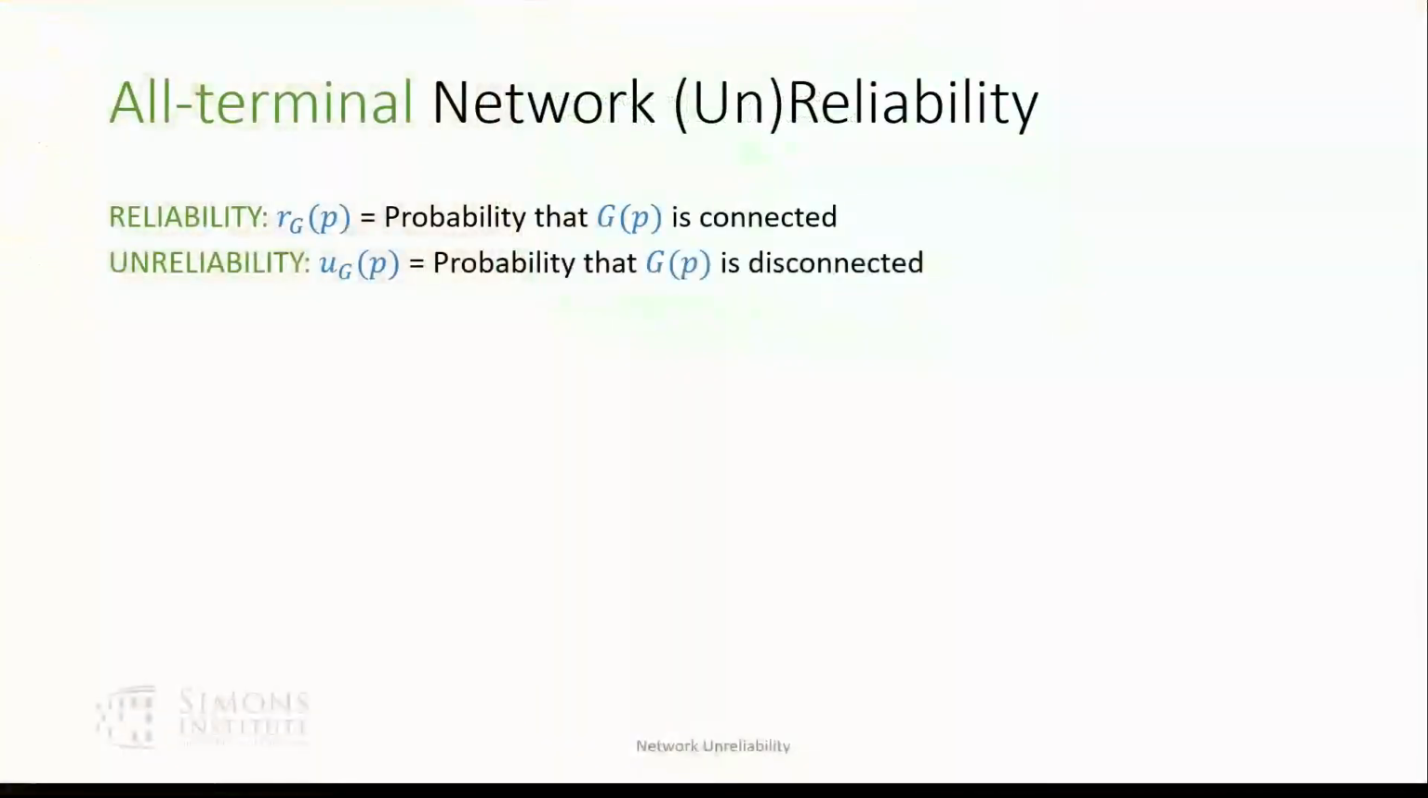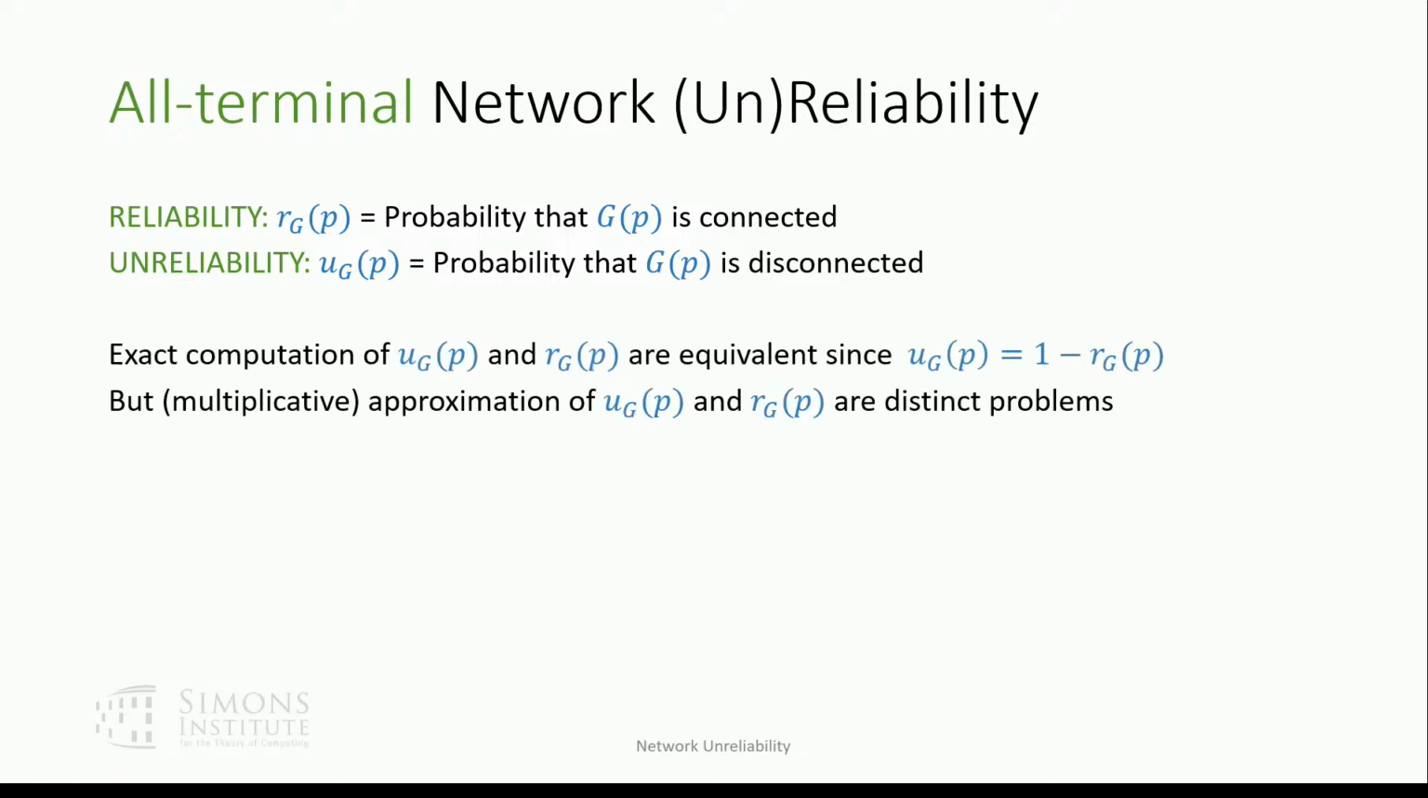So these are the two parameters we are interested in, reliability and unreliability. I'll call them R and U respectively. And as I said, these are equivalent in terms of exact computation. U is just 1 minus R. But if we are looking at multiplicative approximations, which is what we are going to do today, then these are different problems. In fact, I'm going to focus on one of them, and I'll briefly say what's known for the other one. And the techniques that go into the two are very, very different.